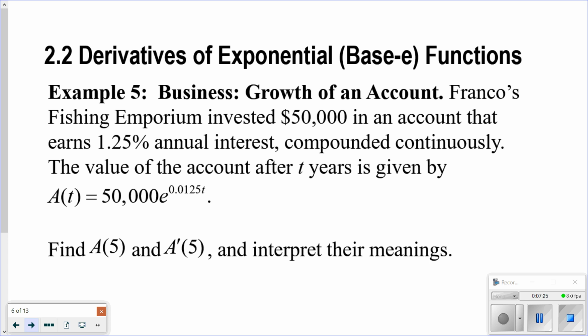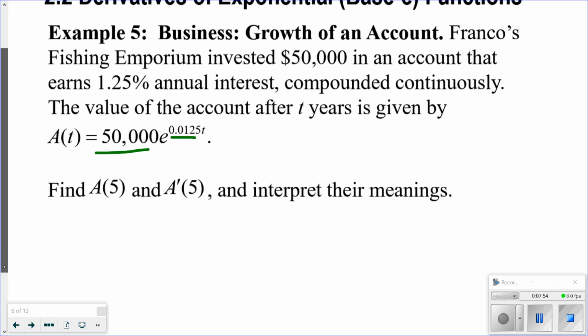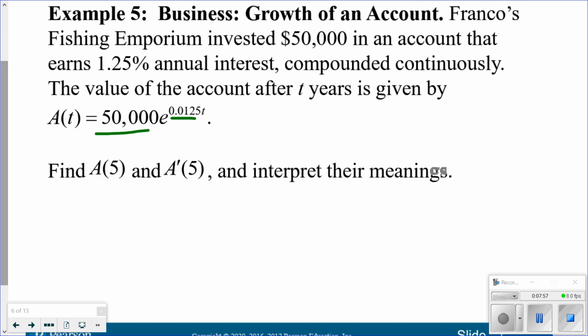Okay, now we have a business example. So we have Franco's Fishing Emporium. They've invested $50,000 into an account. It earns 1.25% annually. It's compounded continuously. And then we have the value of the account after T years is given by, okay, and we know that was the principal that they put in. This is their interest rate. And we are asked to find A of 5 and A prime of 5.